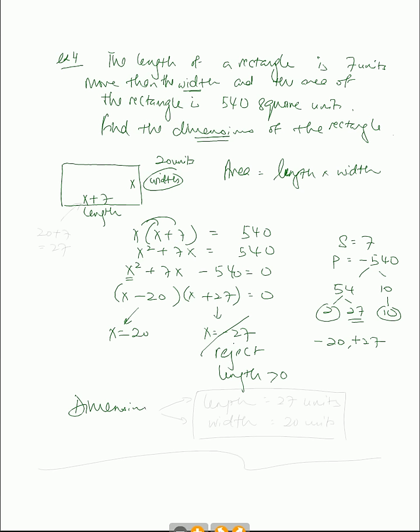So dimensions means I'm asking you for two things. I'm asking you for the length, and I'm asking for the width. Okay, so what we've just found is the width is 20 units. So to find the length, I'm going to have to substitute x as 20. So 20 plus 7 is 27, and that becomes my length.